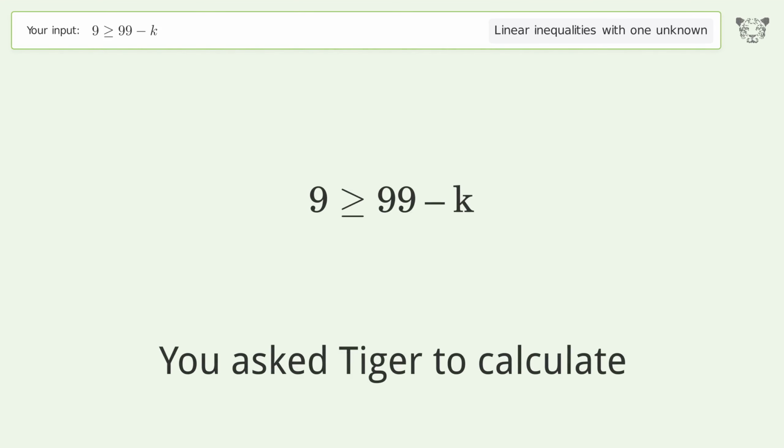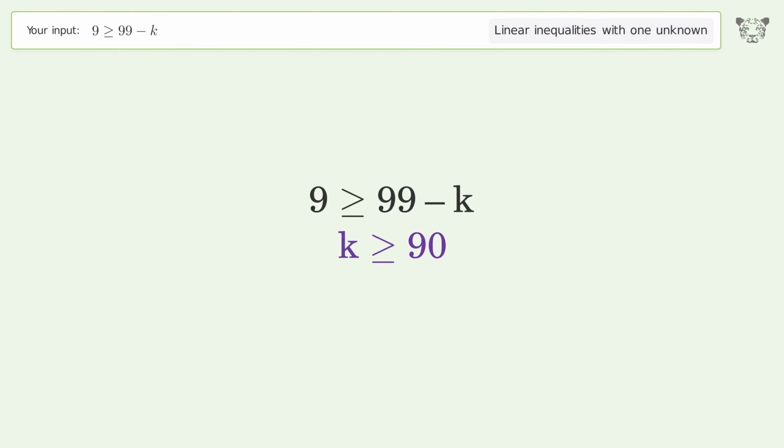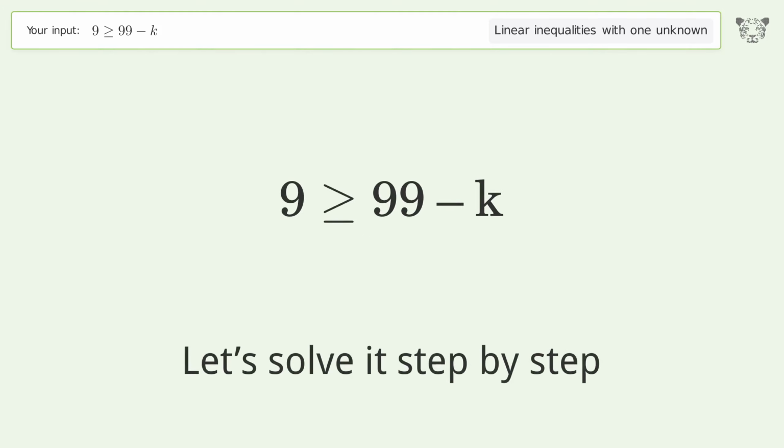You ask Tiger to calculate. This deals with linear inequalities with one unknown. The final result is k equal or greater than 90. Let's solve it step by step.